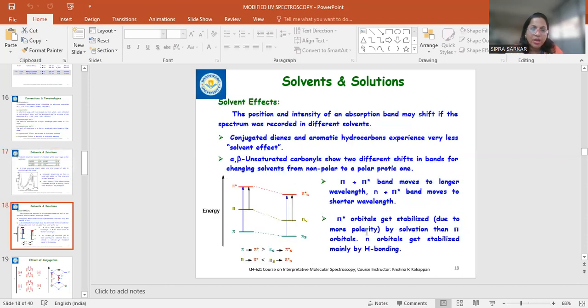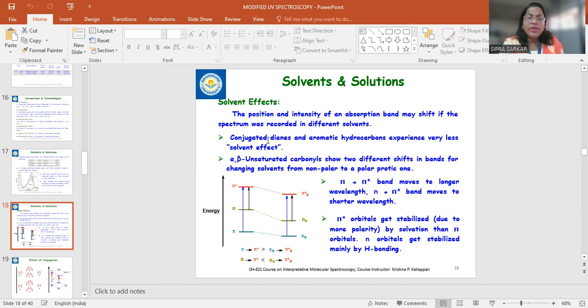Now, solvent effects. That is one of the important parameters. What are the parameters that affect UV-visible spectroscopy? Like this solvent effect: the position and intensity of an absorption band may shift if the spectrum is recorded in different solvents. Conjugated dienes and aromatic hydrocarbons experience very little solvent effect, and alpha-beta unsaturated carbonyls show different band shifts when the solvent changes from non-polar to polar protic.